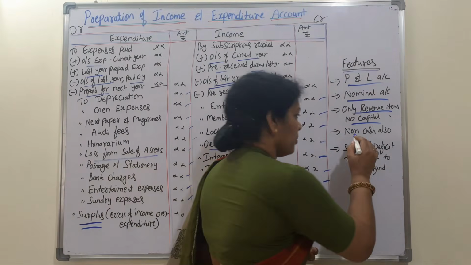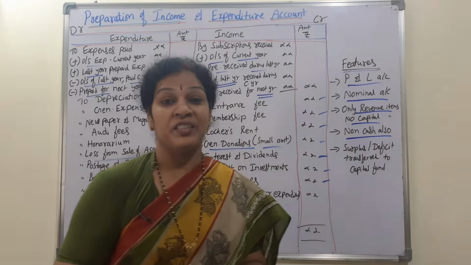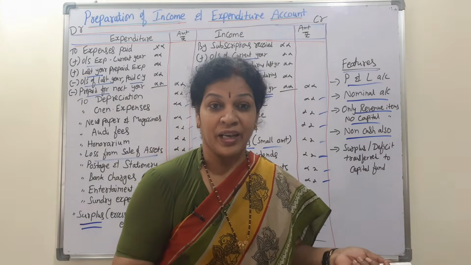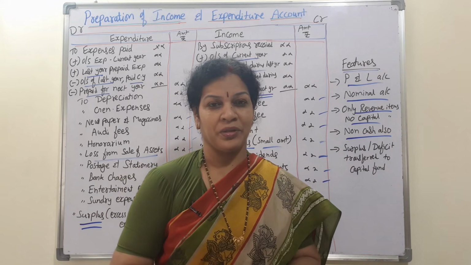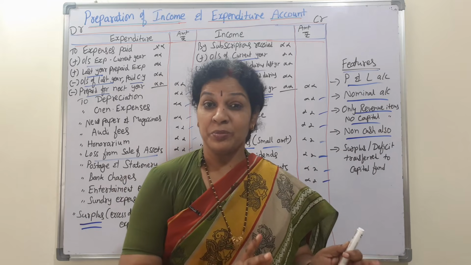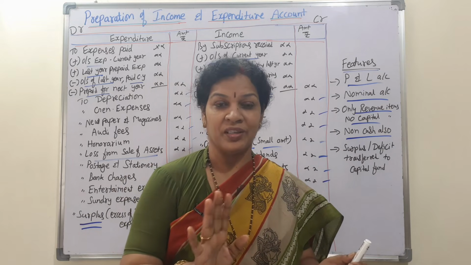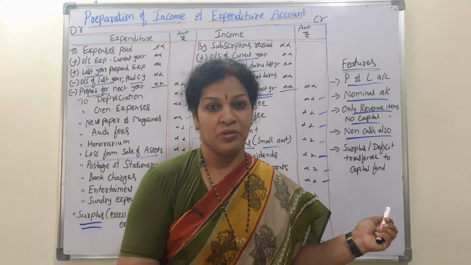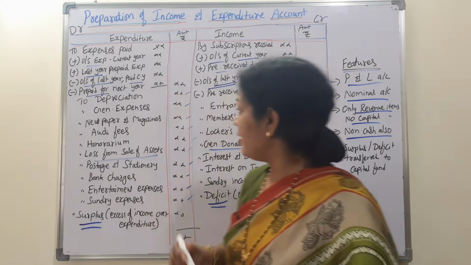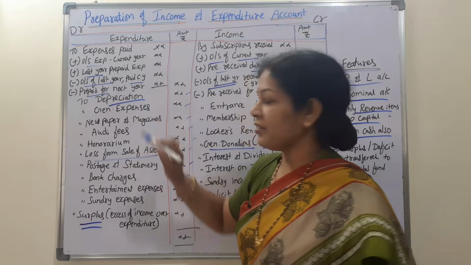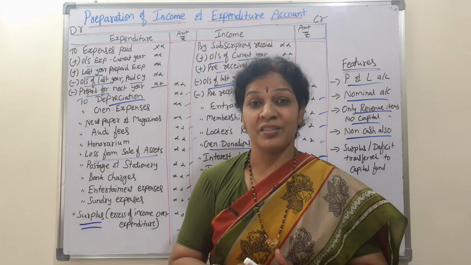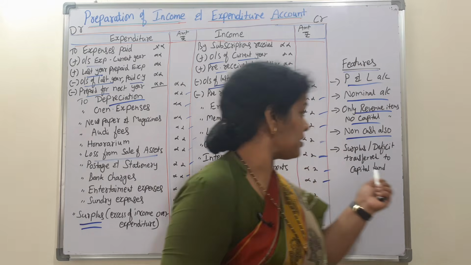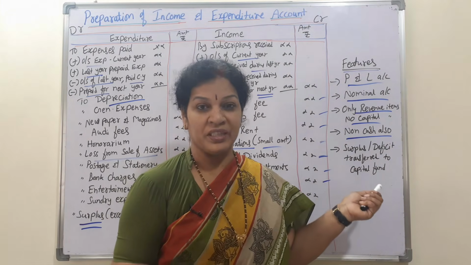Next one, non-cash items also we consider here. Generally in a cash account we consider only cash items, like the receipts and payment account, only cash, nothing else. Here we can take non-cash also. Example, depreciation. Is it cash? No. But we consider it a loss. So that is why we are saying that non-cash items also we consider.